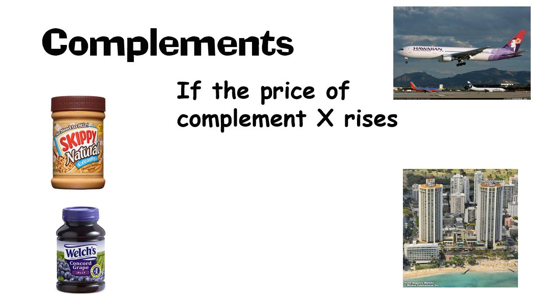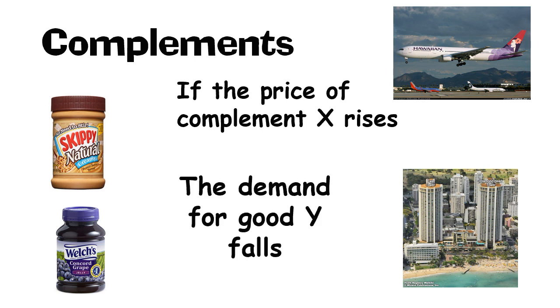So if the price of a complement X rises, the demand for good Y falls. If airline tickets to Hawaii go up, demand for hotel rooms in Hawaii will go down. If the price of peanut butter goes up, demand for jelly will go down. If the price of gas goes up, the demand for cars that use a lot of gas goes down.